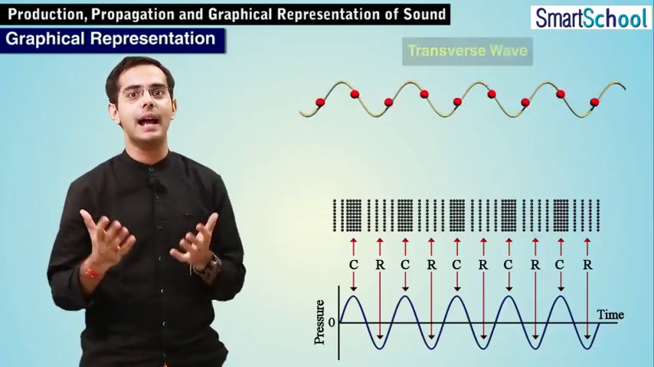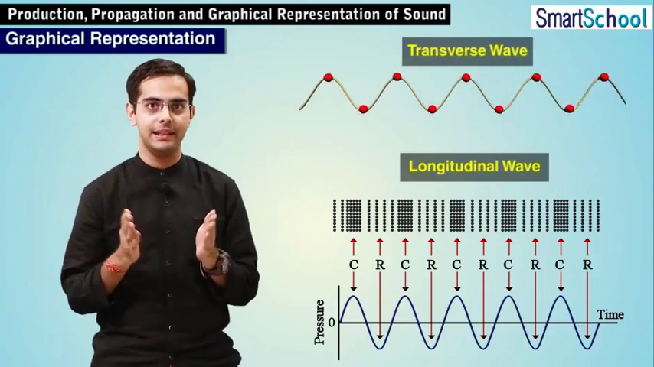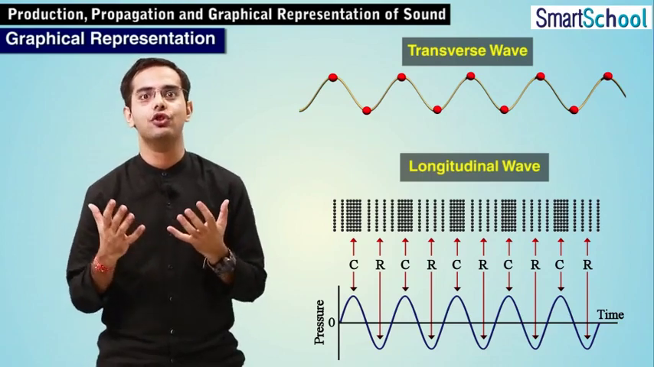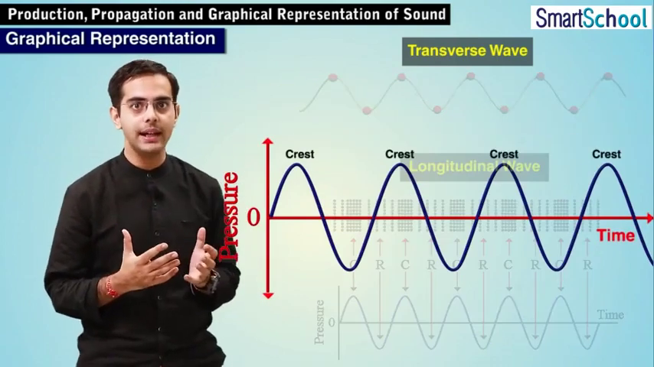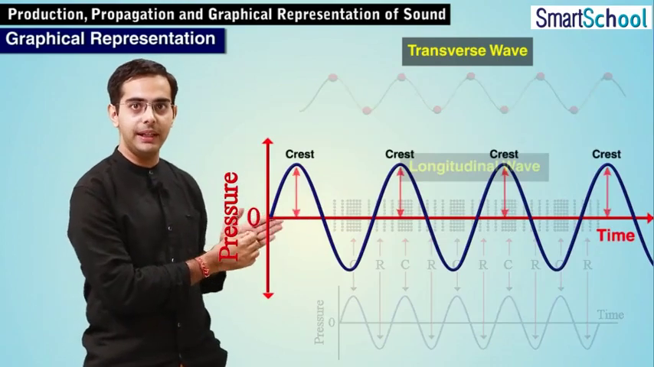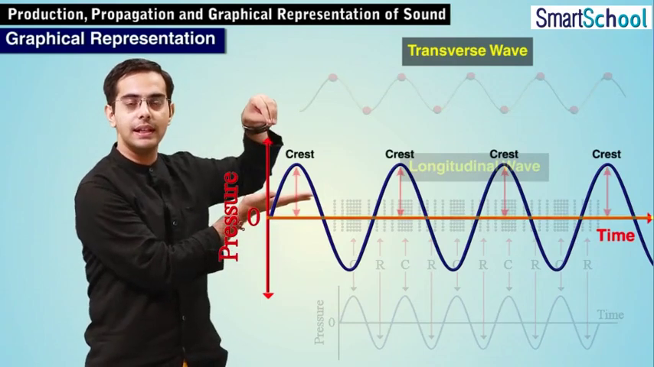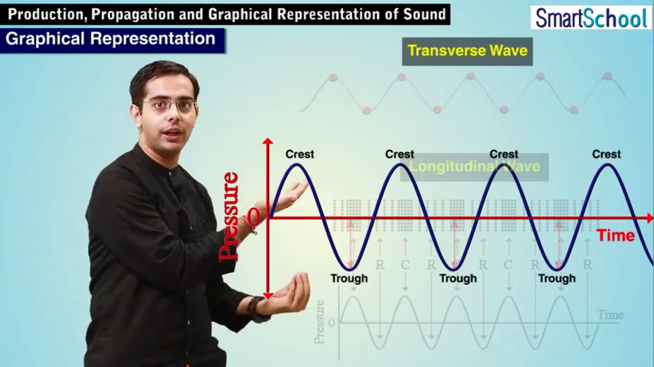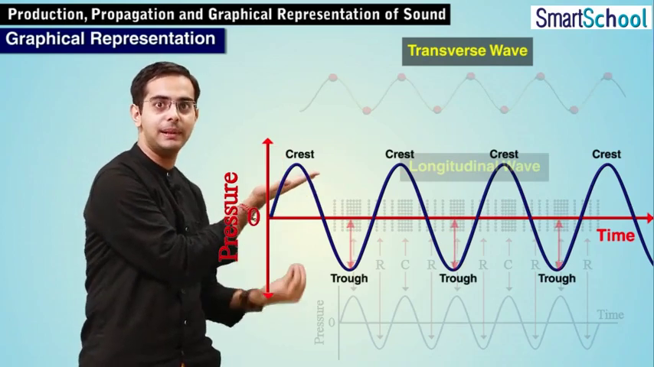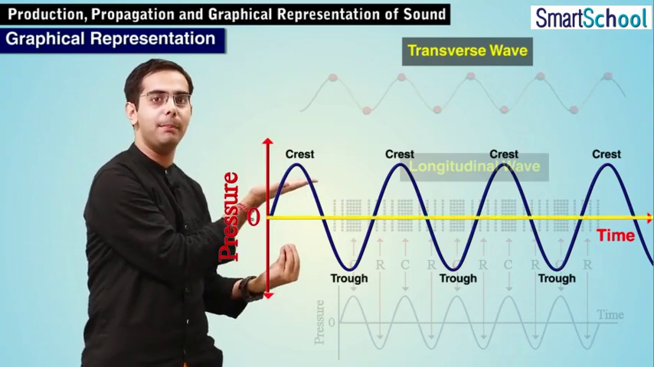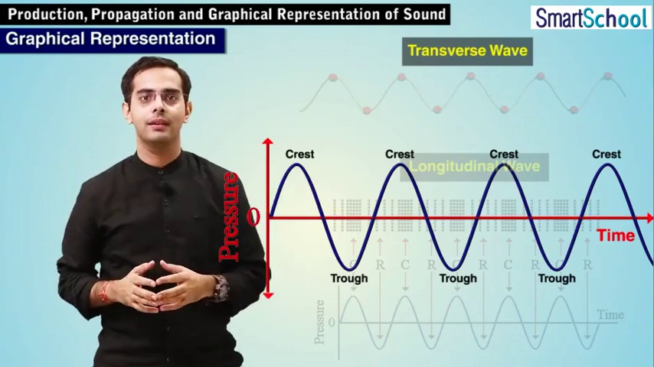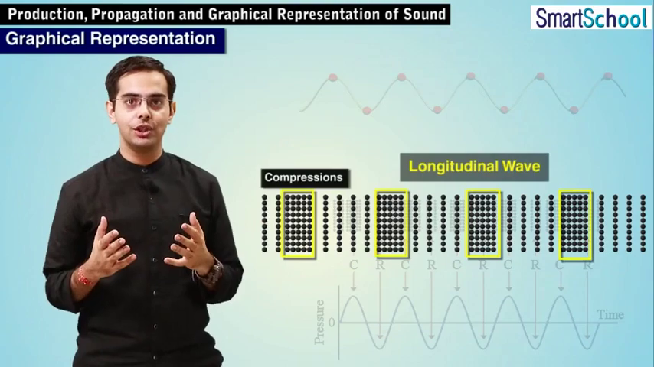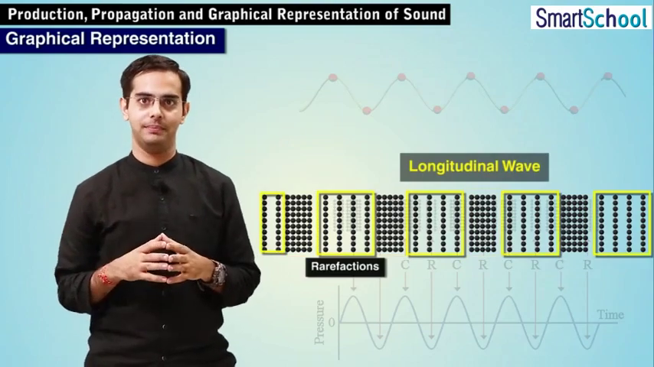So we see that both the transverse and the longitudinal waves can be represented in a similar manner on a graph. The difference is that in a transverse wave, a crest is a point where the displacement of the medium particle from the mean position is at a maximum, and the trough is a point which is the lowest point of the wave, representing the maximum displacement in the opposite direction from the mean position. While in case of the longitudinal wave, we have the compressions and the rarefactions.